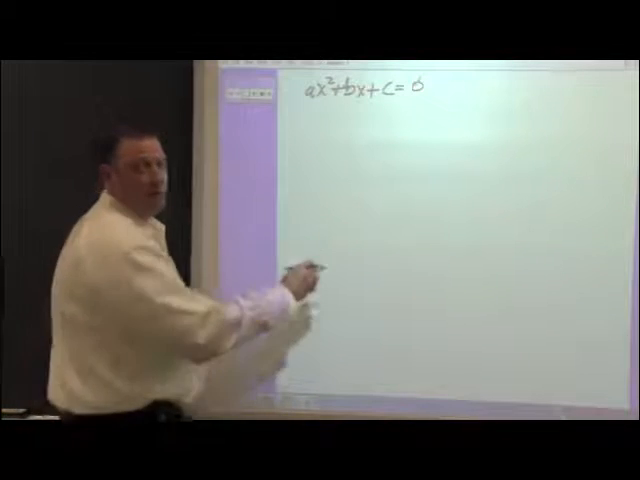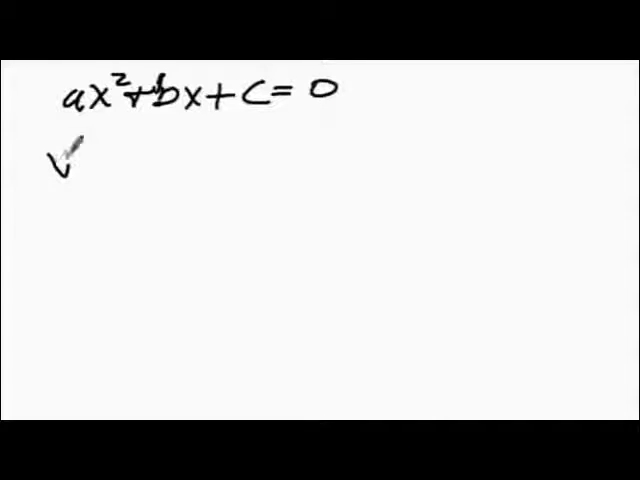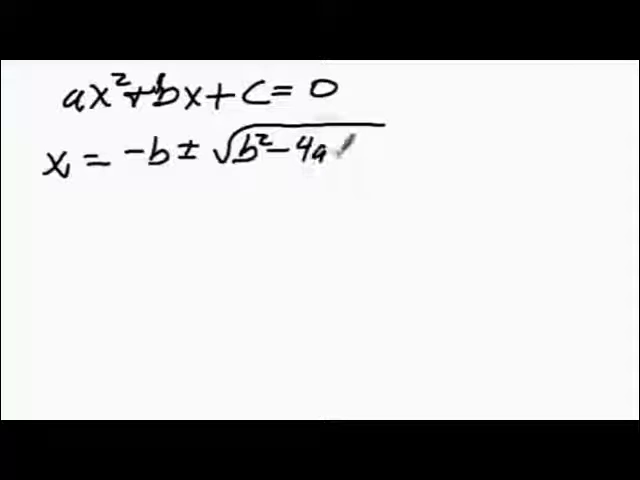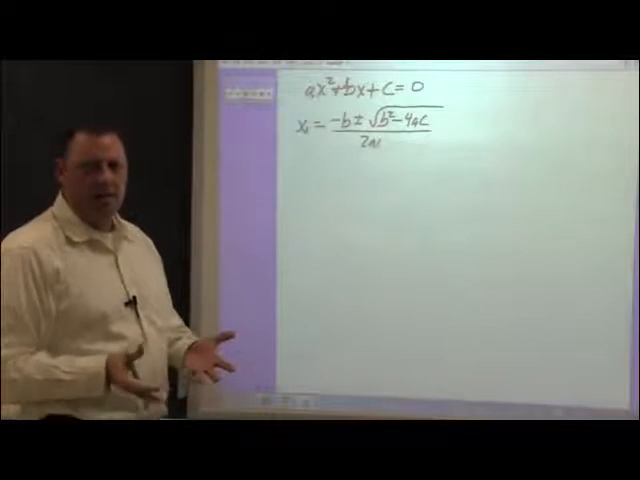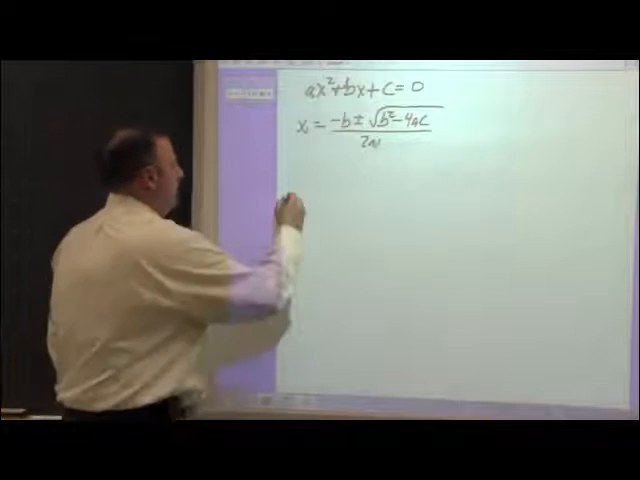So here we go, here's the quadratic formula. X equals negative b plus or minus the square root of b squared minus 4ac. This whole thing is divided by 2a. Okay, so let's take a look at some quadratic equations and how it's used to solve it.